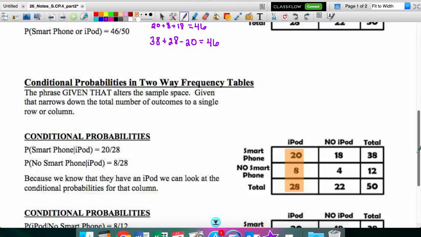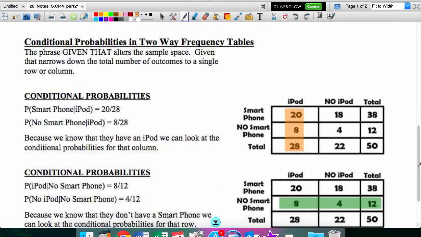Last but not least, let's talk about conditional probabilities. Conditional probabilities, remember, are probabilities that you're trying to find of one event after you already know a second event has already occurred. When we have a two-way frequency table, we're essentially going to think about that second given event, and we're going to restrict our view to only that event to find the probability. So let's take a look at a couple examples.